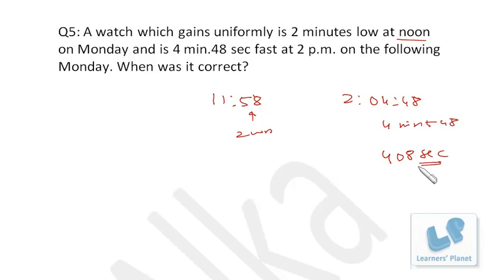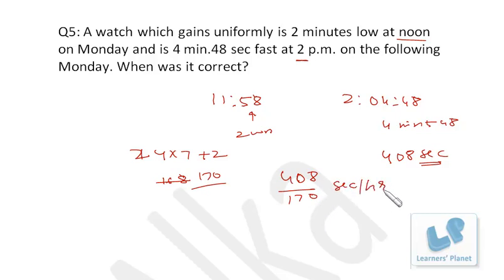And it is gaining 408 seconds in how many hours? That is 24 into 7, from noon of this Monday to noon of next Monday, plus 2 hours for 2 o'clock. So 24 into 7 plus 2, it is 170 hours. So 408 seconds are gained in 170 hours.